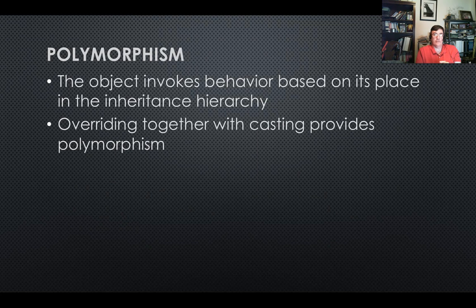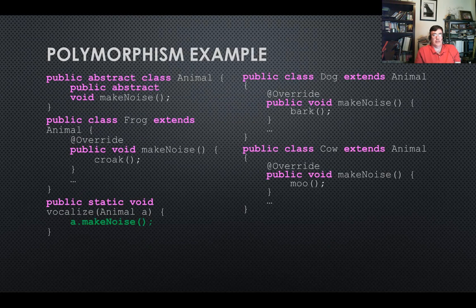That leads us to polymorphism. The actual behavior that is invoked depends on its place in the inheritance hierarchy. By its place, I mean the instance of the object that I'm working with. So overriding together with casting creates polymorphism. Polymorphism is the fourth of the four principles of object-oriented programming. So polymorphism, in a nutshell, means a class can take many forms.